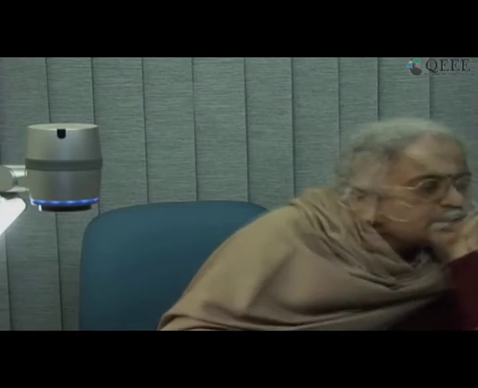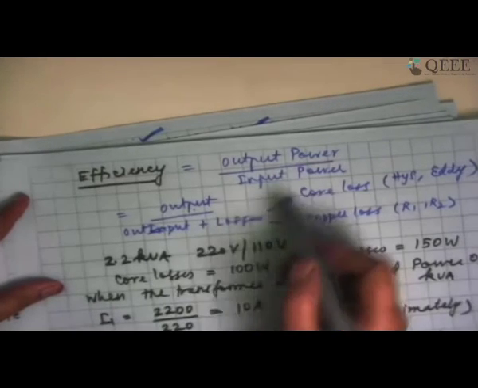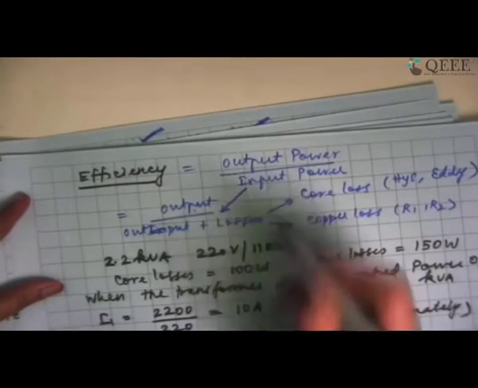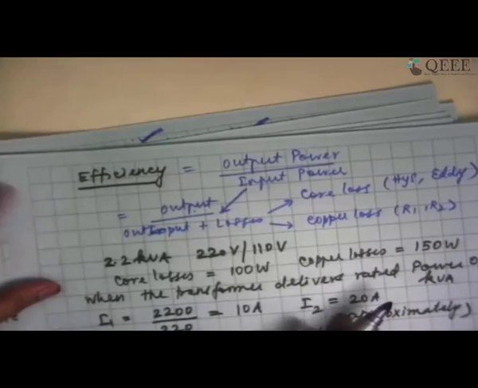The denominator is output plus losses. Yes. Output is equal to, no, output is input minus losses. This is output plus losses. I hope output divided by output plus losses, because input power is equal to output plus losses. Thank you for pointing out the mistake. I'm sorry. So output plus losses is the input power.